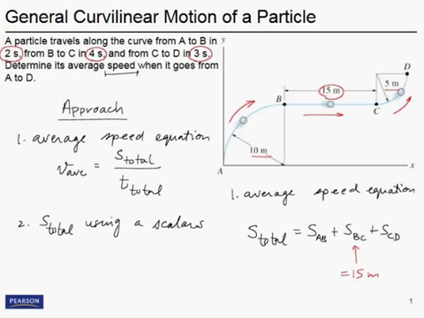So step 2 is to calculate S total using scalars. I say using scalars as opposed to vectors because the scalar approach is much more convenient, because we know that the geometry of the path is a circle. Let me go back to the picture here, and in blue, let me outline that path. So here's from A to B. That is 1/4 of the circumference of a circle, and so that's going to be an easy enough thing to calculate.